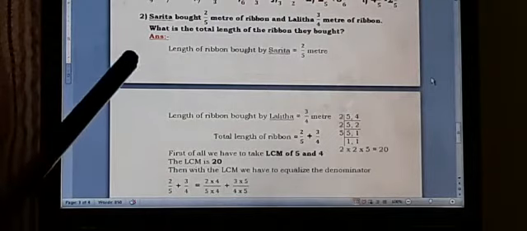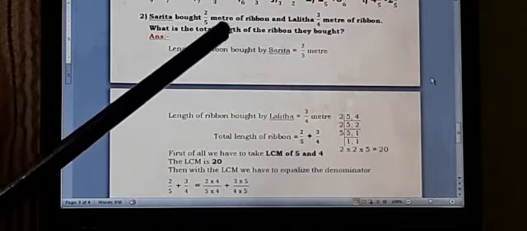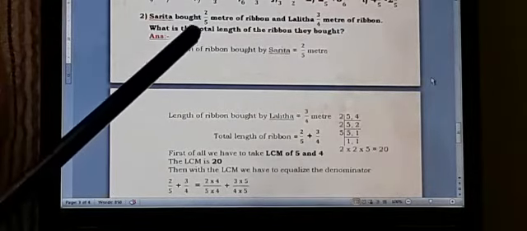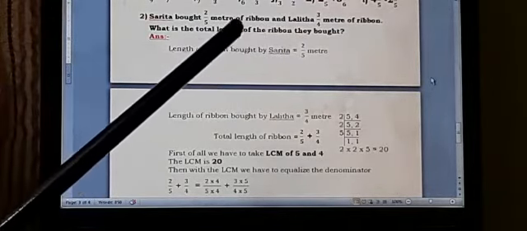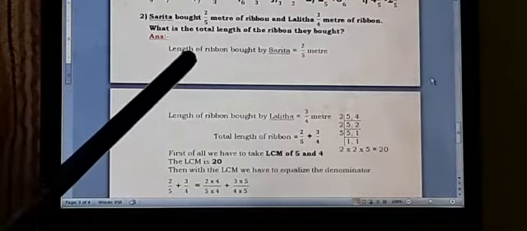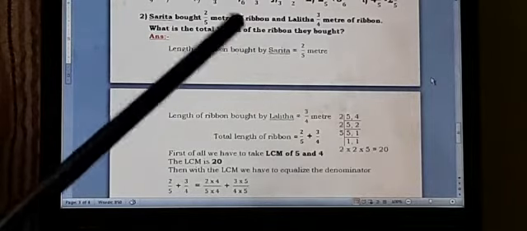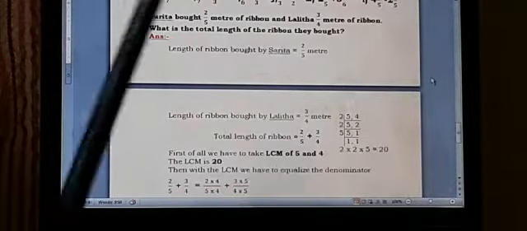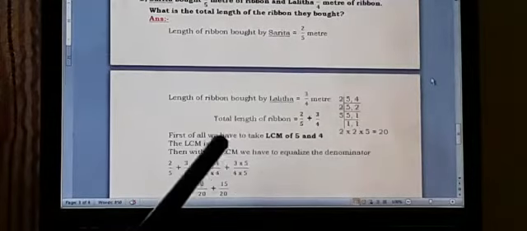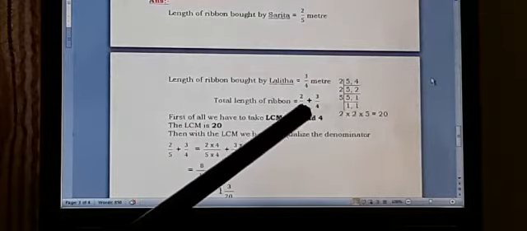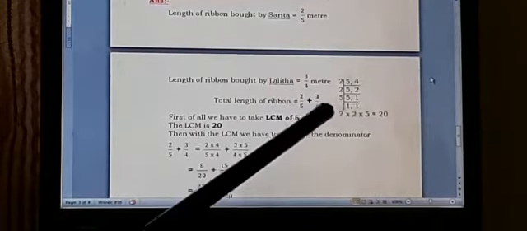Next question. Sarita bought 2 by 5 meter of ribbon and Lalita bought 3 by 4 meter of ribbon. What is the total? In the question they have asked for the total, so total means we have to add both lengths of the ribbon. First, the length of ribbon bought by Sarita is 2 by 5 meter. Next, the length of ribbon bought by Lalita is 3 by 4 meter. Now we are going to find the total length of ribbon. So we have to add these two measurements, 2 by 5 plus 3 by 4.